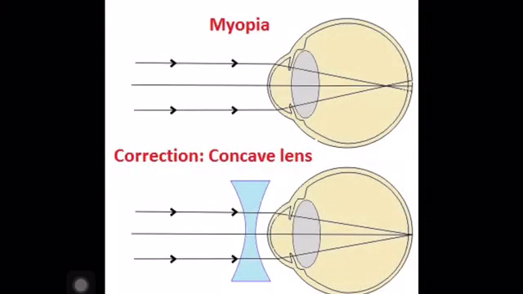Let us discuss the defects of vision. Some of the vision defects are: first, myopia. A person with myopia can see near objects clearly while distant objects appear blurred. This defect is also called short-sightedness or nearsightedness. The lens which can correct this problem is a concave lens. As you can see in the picture, it is shown also. If you put a concave lens, it will correct the problem and improve the vision of a myopic person.